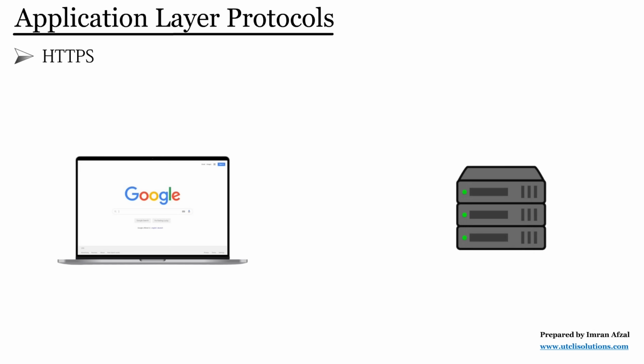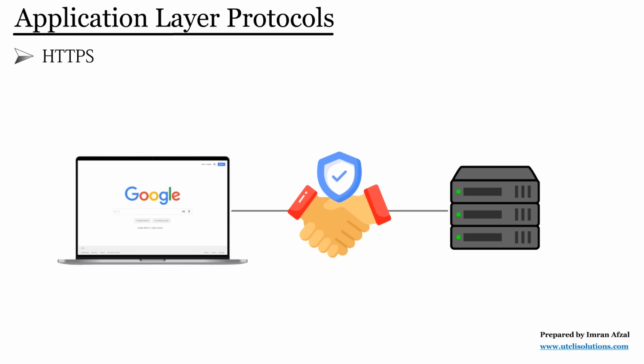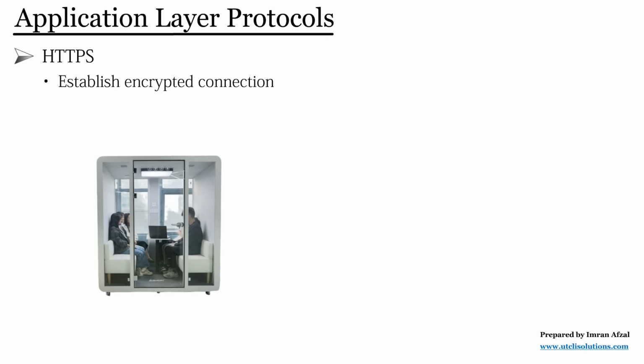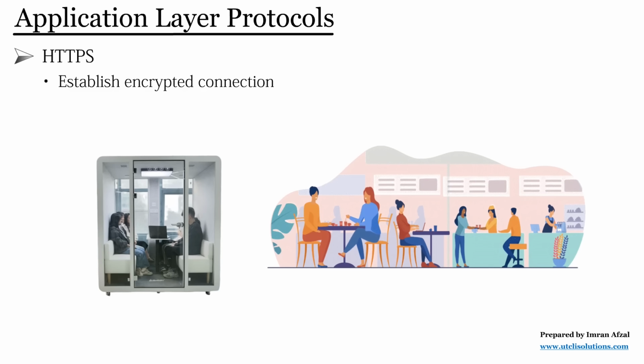Before any data is exchanged, your browser and the server perform a secure handshake to establish an encrypted connection. Once that's done, HTTP takes over, but now everything is wrapped in a protective layer. It is like having a private conversation in a soundproof room instead of shouting across a crowded cafe. HTTPS also uses TCP, which ensures both security and reliability.